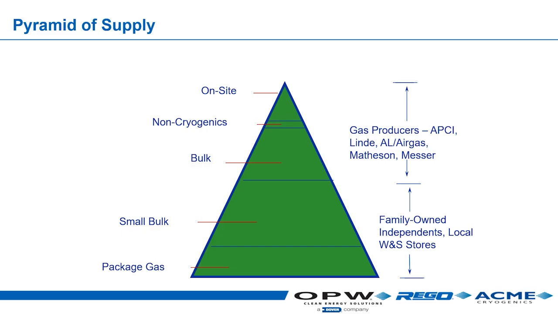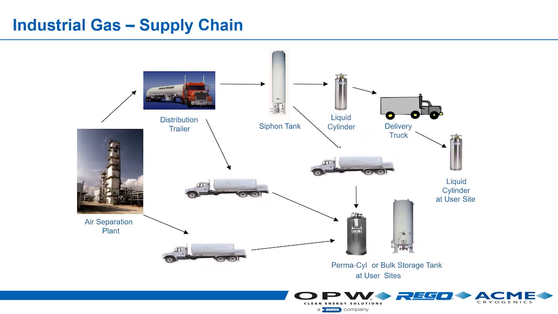What a great title. Here's a supply chain. I'm a visual guy, so you've got the ASU plant. That's what's making the liquid, right? If you go on the top, it goes to a trailer. The trailer then delivers it into a bulk tank. The bulk tank delivers it into a liquid cylinder. The liquid cylinder gets delivered to the end user. There's a lot of hands changing in that process, right?